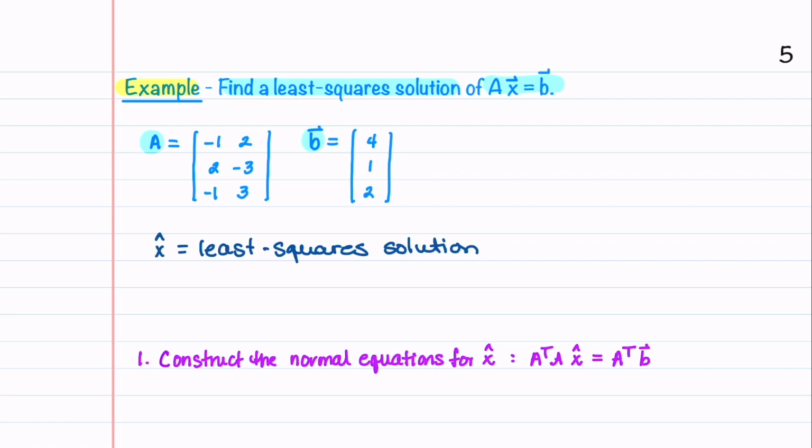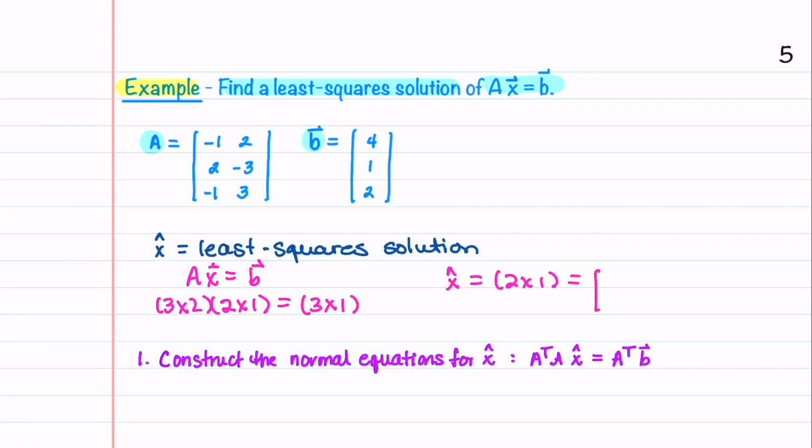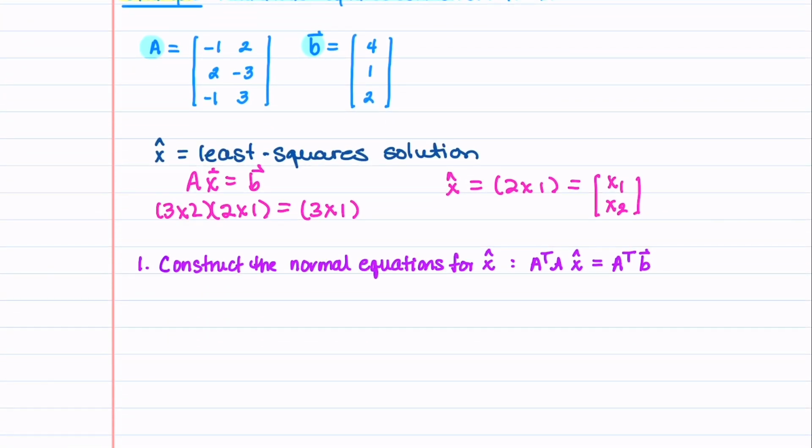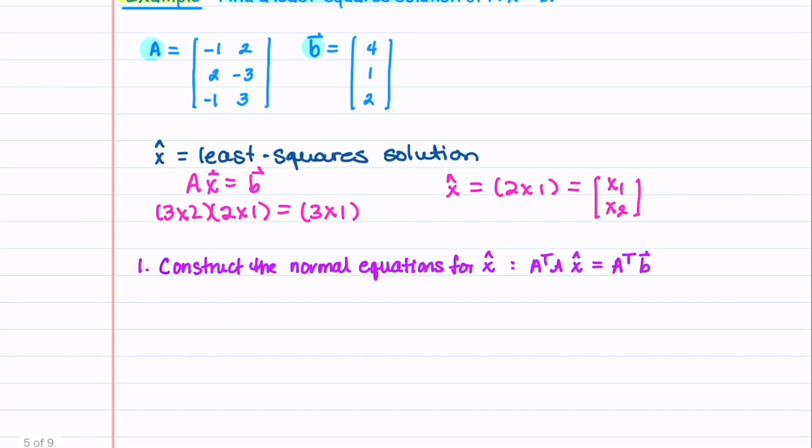Before we construct our normal equations, I think it helps to look at the size of our linear system A times x is equal to b. Up above, we can see that A is a 3 by 2 matrix, which means that x has to be a 2 by 1 vector, and then b is a 3 by 1 vector. This tells us that x hat is going to be a 2 by 1 vector, and we can let it be x1 and x2. There are 2 steps that we need to follow to solve this problem. The first step is to construct the normal equations for x hat. Let's go ahead and do that.